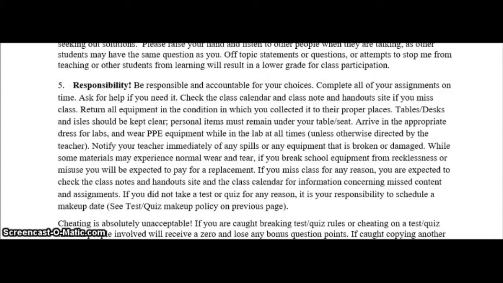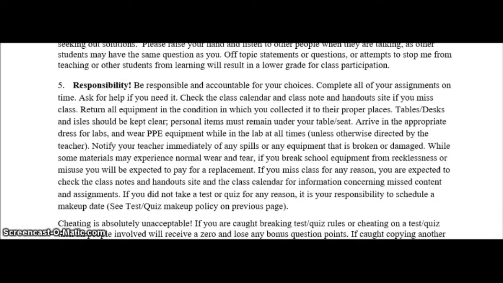Responsibility. Be responsible and accountable for your choices. Complete all of your assignments on time. Ask for help if you need it. Check the class calendar and class note and handout site if you miss class. Return all equipment in the condition in which you collected it to their proper places. Tables and desks and aisles need to be kept clear. Personal items should remain under your table or seat.